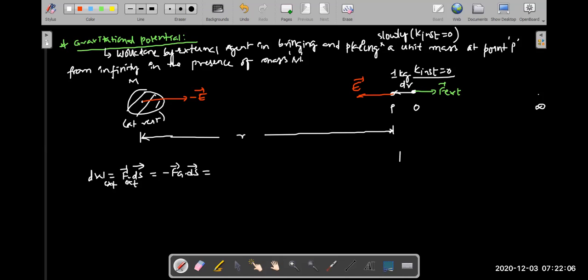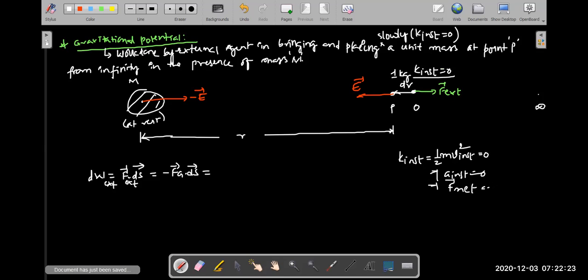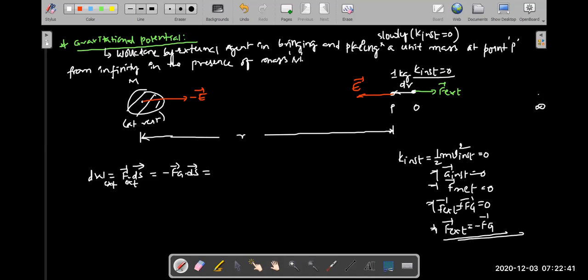Look at the argument here. Instantaneous kinetic energy is nothing but half m v instantaneous square, which is equal to zero. That implies instantaneous acceleration is equal to zero. That means the net force is equal to zero. There are only two forces acting, the external force as well as the gravitational force, so F external is equal to F gravity. We have done a similar argument in work, power and energy when calculating work done by a spring. Remember?